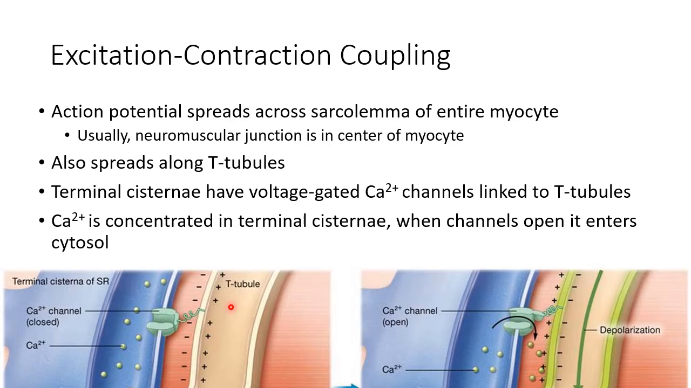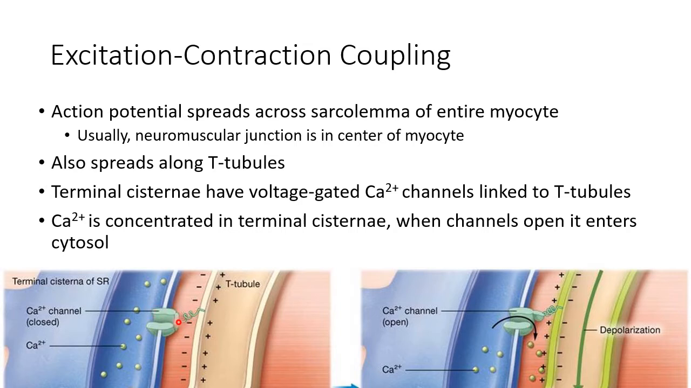Another thing you have in the triads is these voltage-gated calcium channels. The voltage-gated calcium channels are actually embedded in the membrane of the terminal cisternae of the sarcoplasmic reticulum. That would be the thickened part of the sarcoplasmic reticulum that is right next to the T-tubules on either side. So those voltage-gated calcium channels are in the membrane of the terminal cisternae.